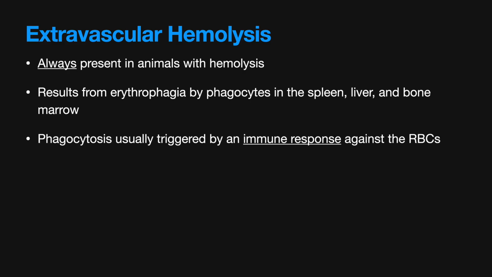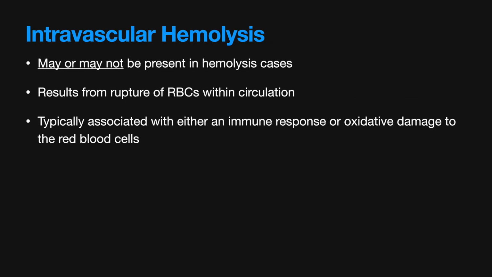Extravascular hemolysis is always present in animals that have hemolysis. As mentioned, this type of hemolysis occurs through erythrophagia by phagocytes in the spleen, liver, and bone marrow. This phagocytosis is usually triggered by some sort of immune response against the RBCs. This can either be due to an autoimmune disease, or because the RBCs are abnormal and the immune system flags them for removal.